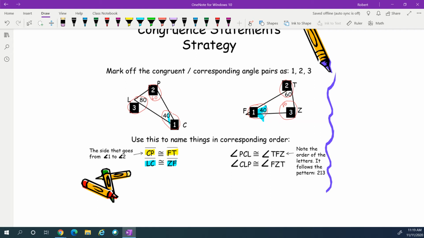We have to be careful when we name the angles as well. Let's look at naming an angle. PCL. PCL. That was 213.